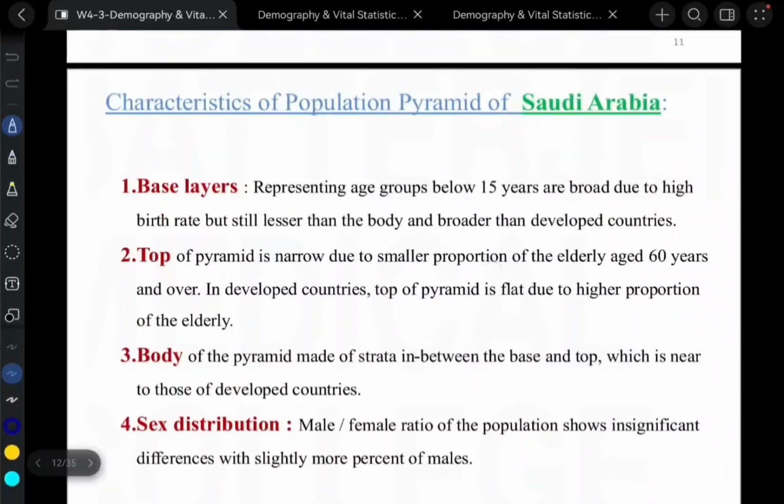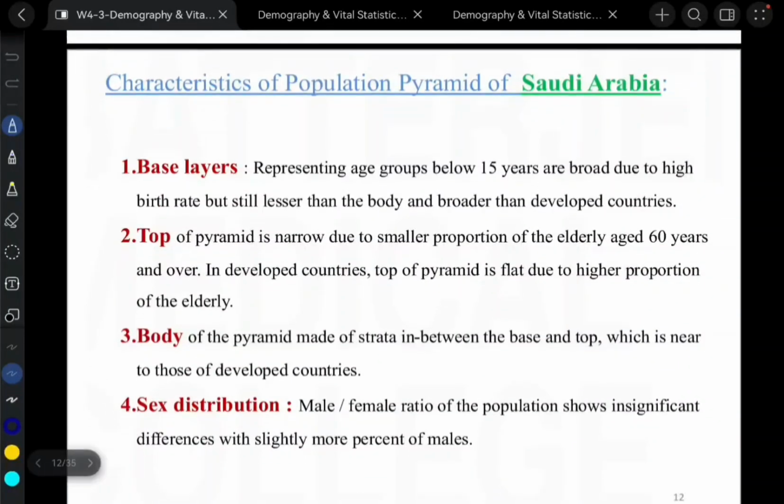Okay, so here we are going to talk about the characteristics of the population pyramid in Saudi Arabia: the basal layer, the top, the body, and the sex distribution. In the basal layer, they say that the children below 15 years old are broad due to high birth rate, but lesser than the body. So the body is going to be broader, and it says here that it's going to be broader than in developed countries.